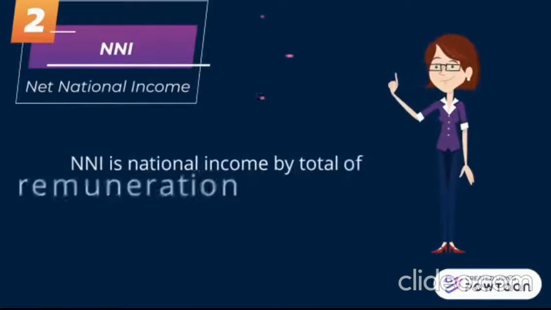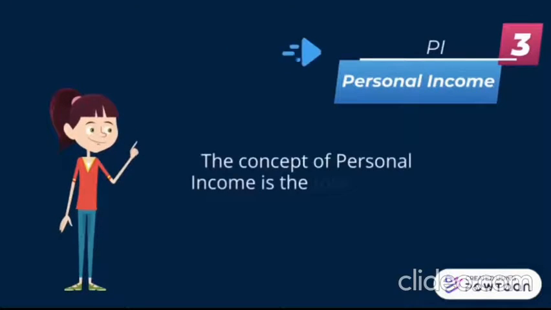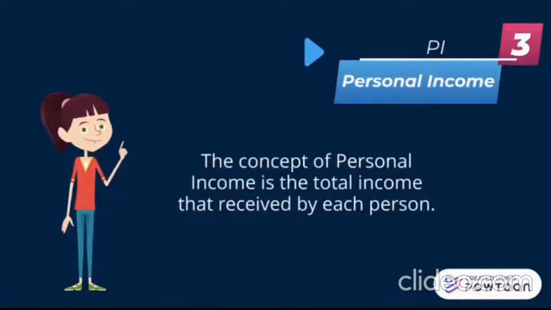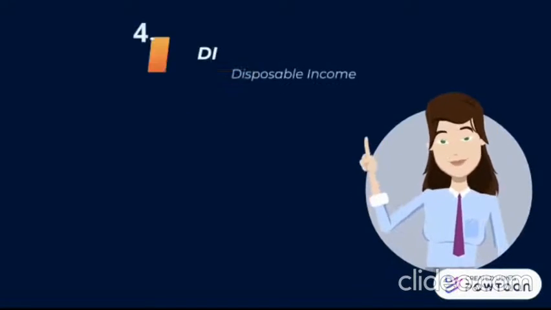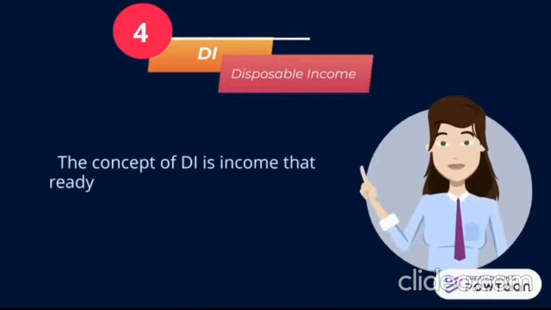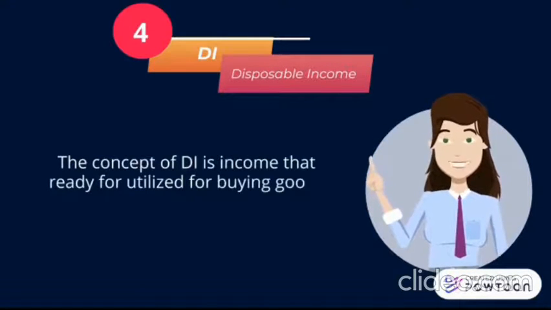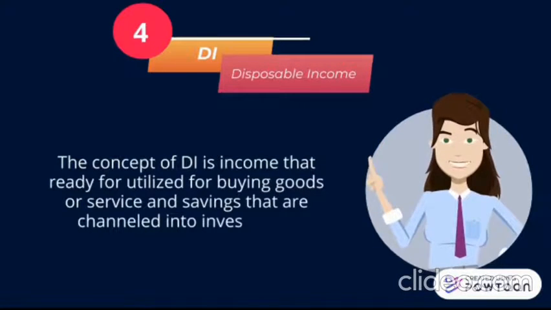Next, NNI or net national income. NNI is national income by total of remuneration accepted by society as the owner of the factors of production. And then the third is PI or personal income. The concept of personal income is the total income received by each person. And then the last one is DI, or disposable income. The concept of DI is income that is ready to be utilized for buying goods or services and savings that are channeled into investment.